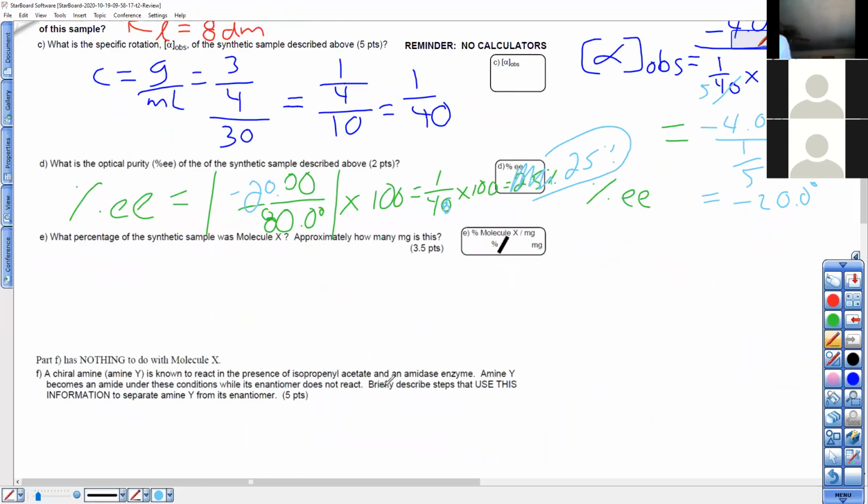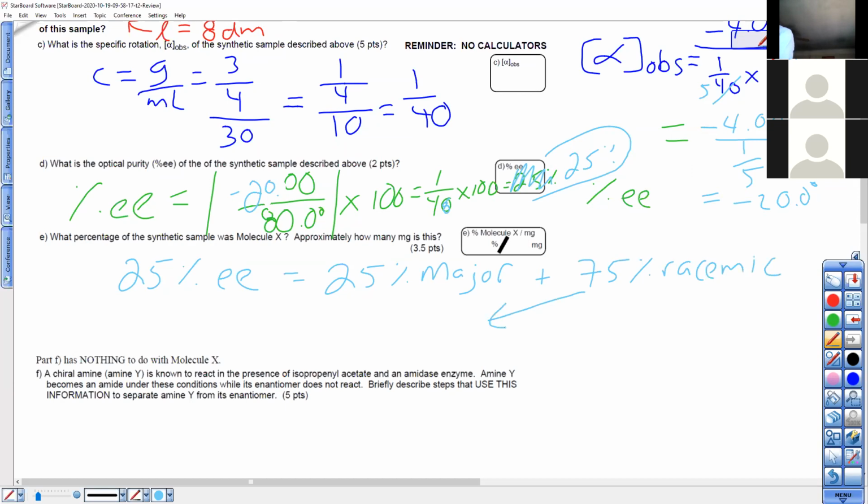And now that's 25% ee. 25% ee has one meaning only: 25% major. And don't say 75% minor. If you say that, ask yourself, did I just say there's more minor than major? Because if you said minor right here, that's exactly what you said. No. This is the 75% of the solution that does not rotate light. It is the part that's called racemic.